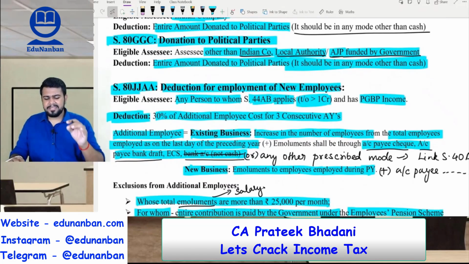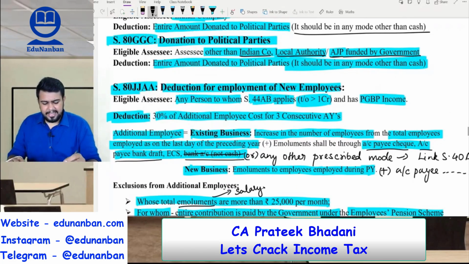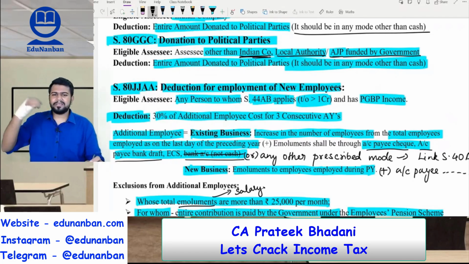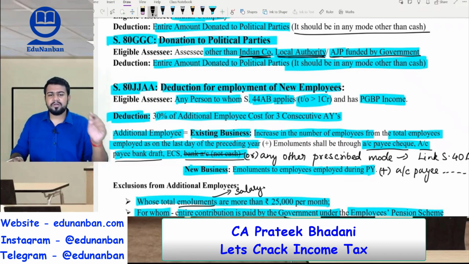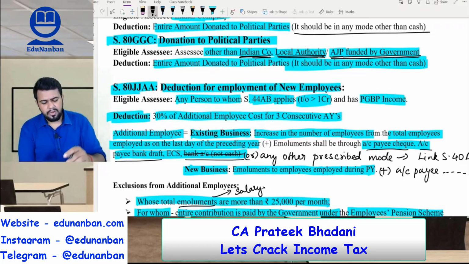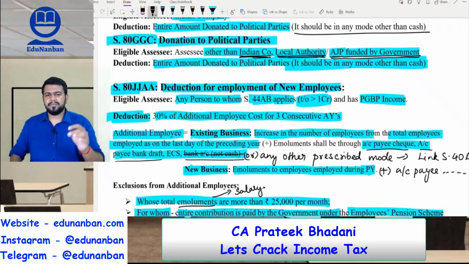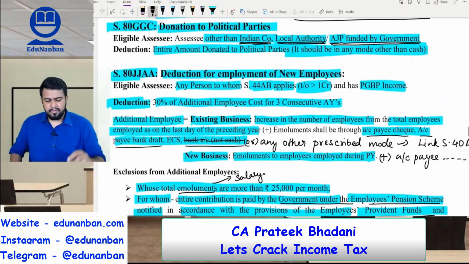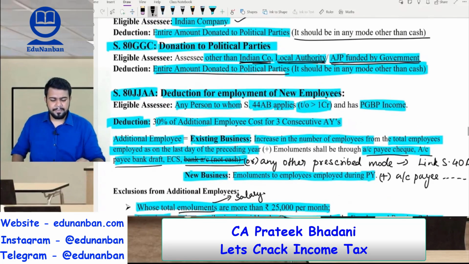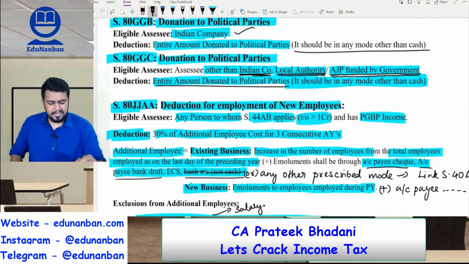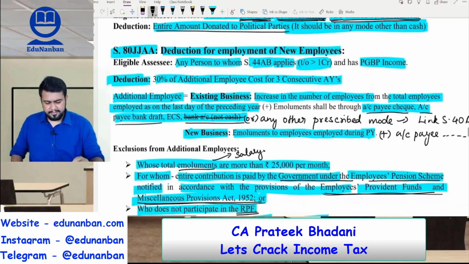And what about 80GGC? 80GGC is for an assessee other than an Indian company, because an Indian company is covered under 80GGB. Then other than a local authority, because local authorities are controlled by political parties. And then any artificial juridical person funded by the government. So all these three persons cannot claim deduction under 80GGC. What is the deduction, sir? Here also the entire amount donated to a political party will be allowed as deduction, and in both the sections there is a condition that the donation should be in any mode other than cash. Fine.